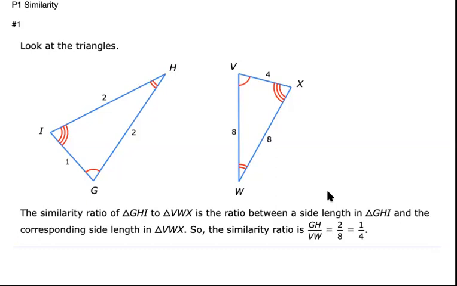I found a different side, so we found the 2 and the 8. We're looking for the bottom side, the smaller side, IG and VX. You actually find the same thing too. So that would be 1/4.